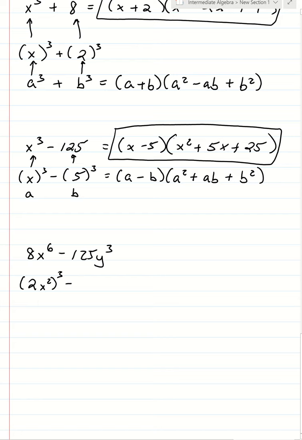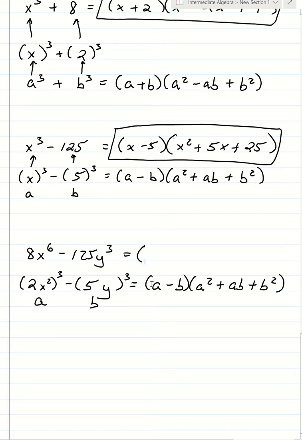Okay? Minus, and then I want to do the same thing with the 125y to the 3rd. What would I have to cube to get the number 125? The number 5. What would I have to cube to get y to the 3rd power? But the variable y. Let's recall now, 2x squared is going to be my a, 5y is going to act as the b. And if we follow the formula of a minus b times a squared plus ab plus b squared, now we plug in our quantities for a and b into the formula.